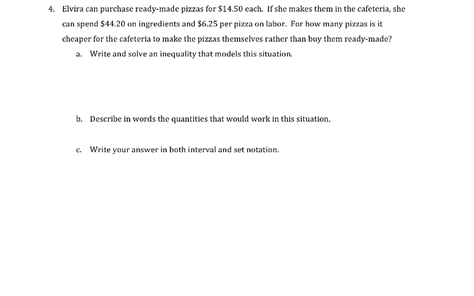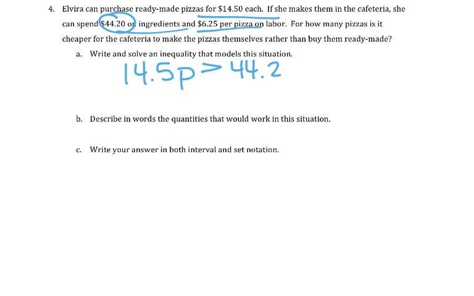Okay, this one's a little different, right? So if we look at this, $14.50, that's per pizza, and $6.25 per pizza on labor, with $44.20 being the constant. If she ordered them, it's just $14.50 per pizza, and we want to know when that is more than making them themselves. With making them, we would pay the $44.20 first, then add $6.25 per pizza.